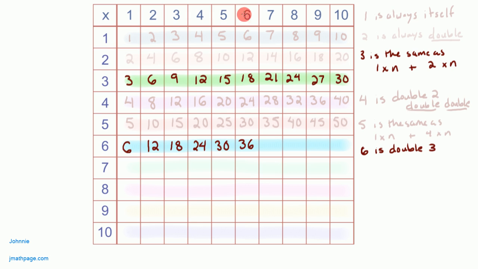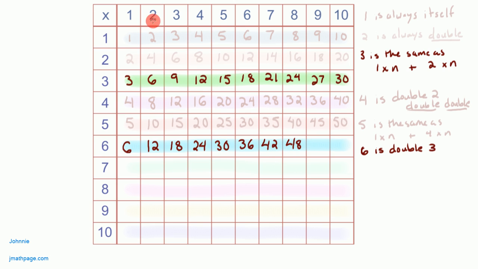6 times 7 is the same as 3 times 7 doubled. 21 doubled. 21 plus 21 gives us 42. 6 times 8 is the same as 3 times 8 doubled. 24 and 24 more gives us 48.